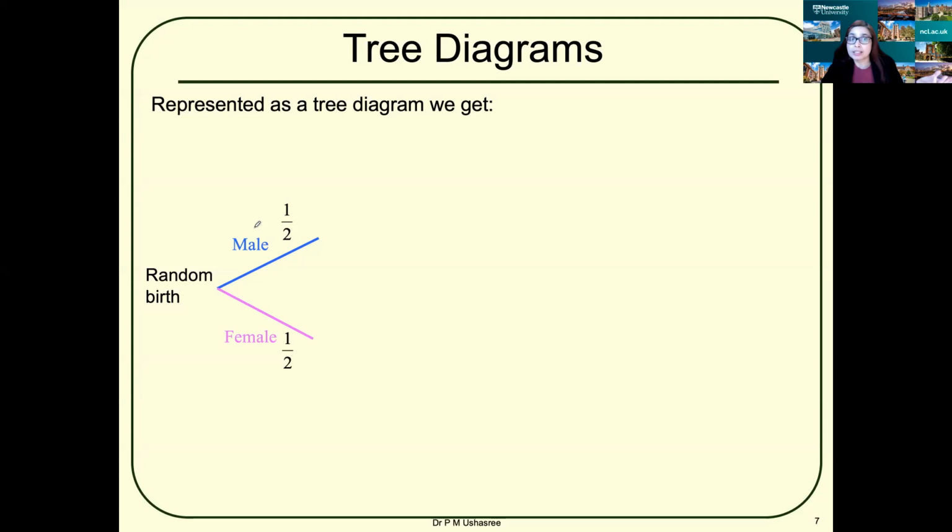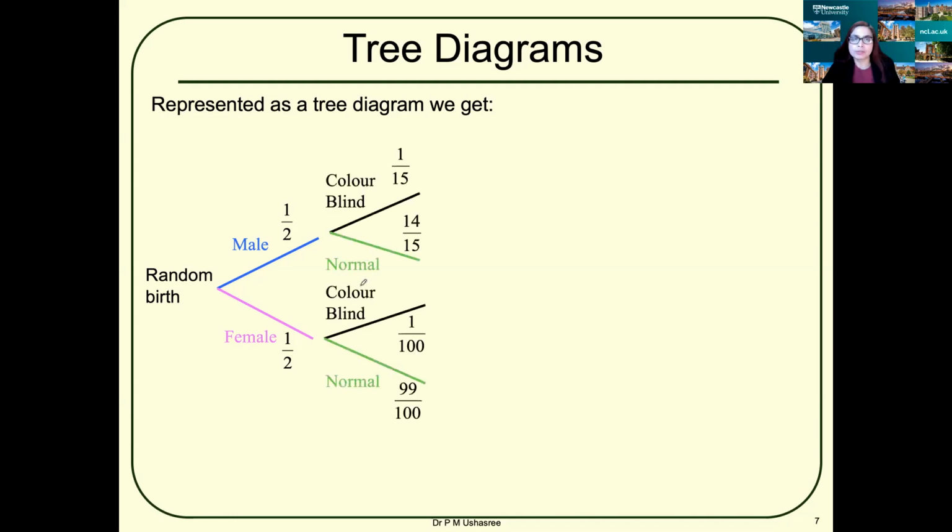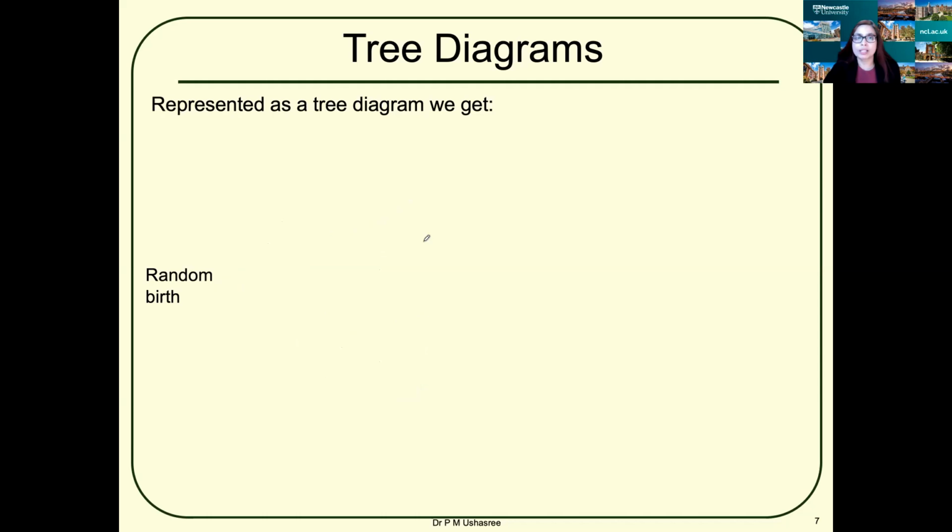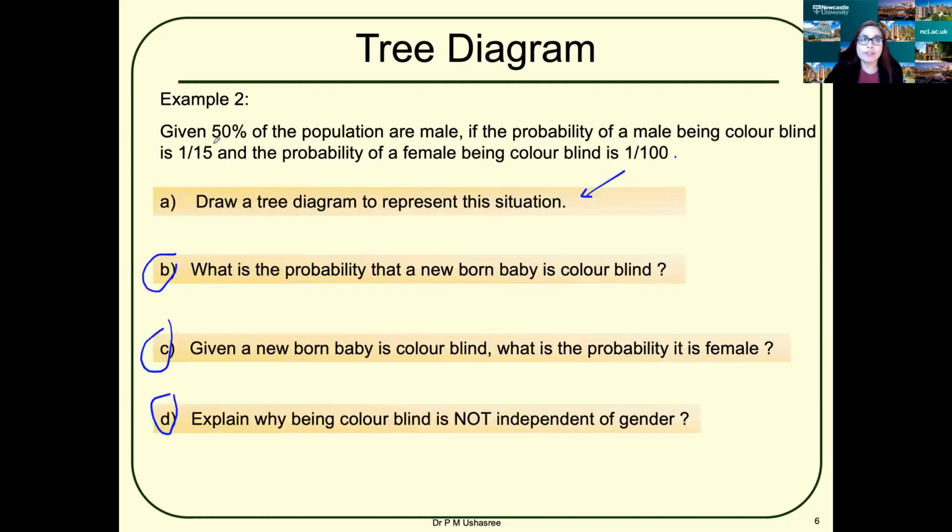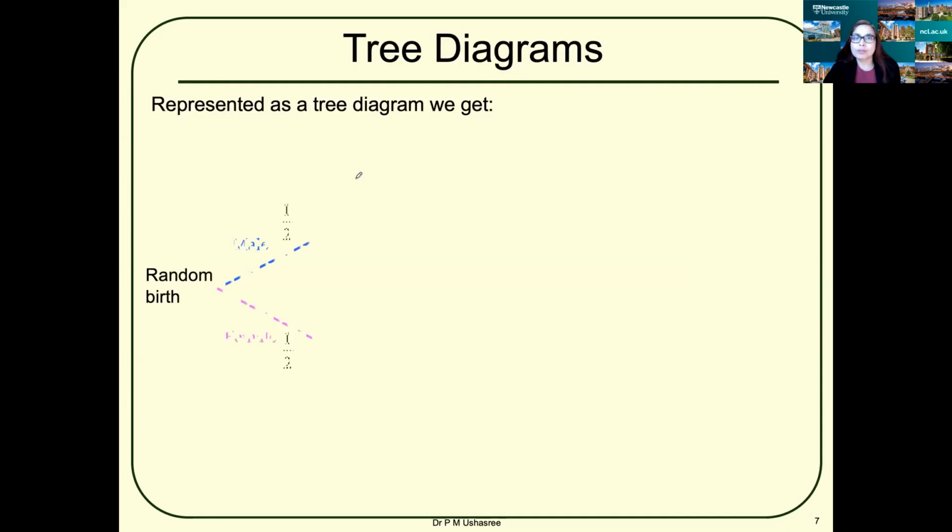Then you have two possibilities. The male, the child born could be colorblind or a normal child. So you have two more branches, normal and colorblind, and then you write down the respective probabilities. So you have 50% male, 50% female. If the probability of a male being colorblind is 1 over 15, then male being normal will be 14 over 15, isn't it?